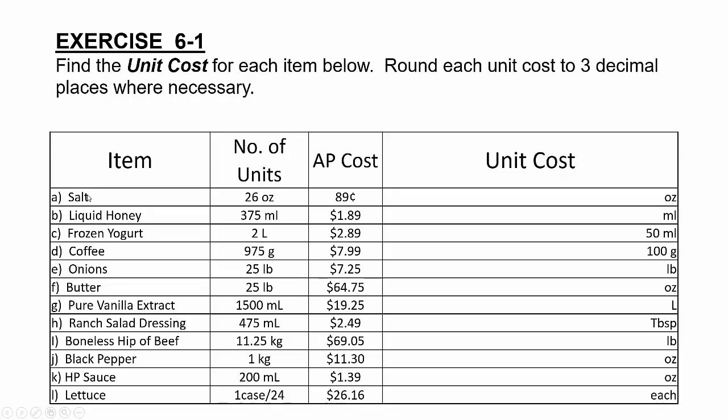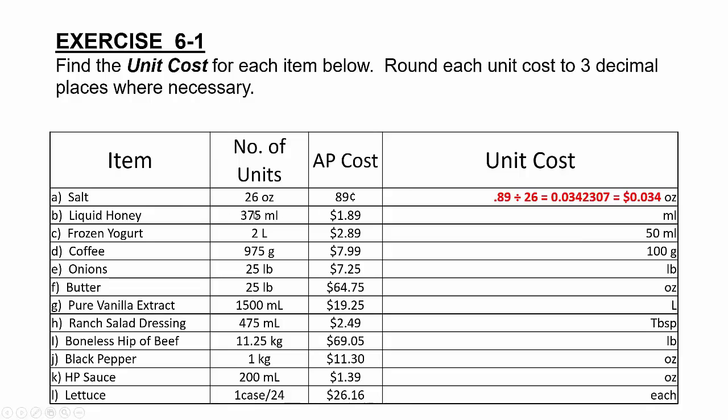Our first item is salt. We bought 26 ounces and we paid 89 cents for those 26 ounces. We want to calculate the unit cost of 1 ounce. So if we remember our formula, we will take the AP cost of 89 cents and divide it by the number of units we bought, 26 ounces. We get the unrounded answer. We round it off to 3 decimal places. There's our unit cost per ounce for our salt, $0.034 per ounce.